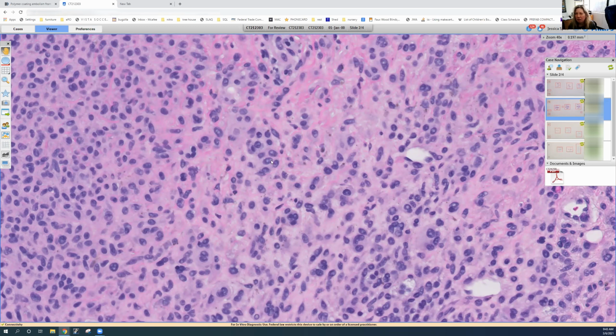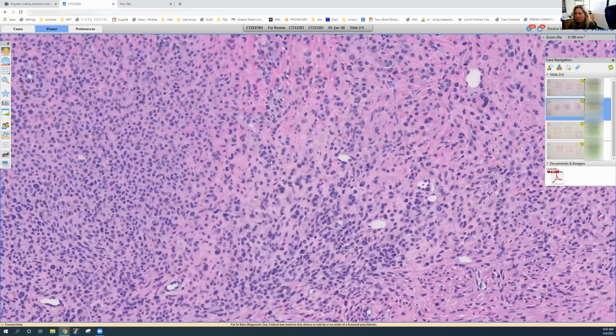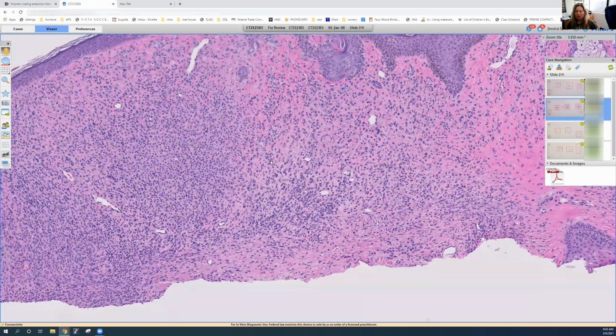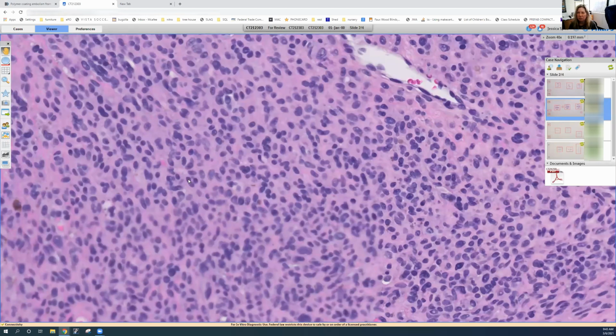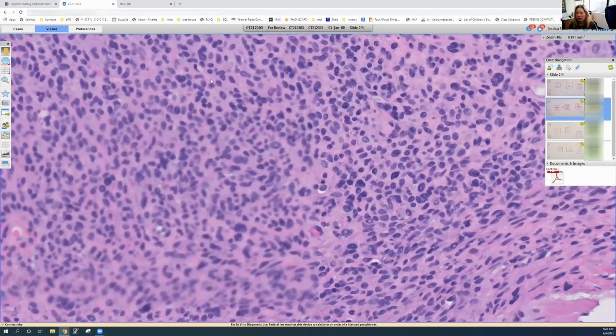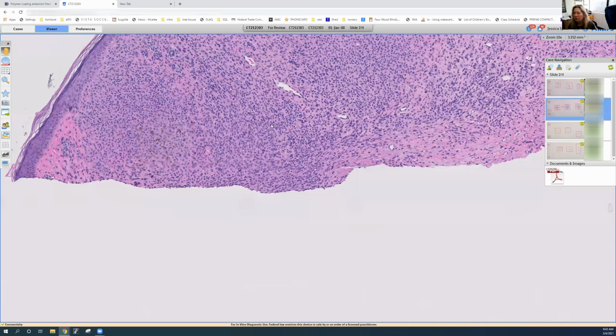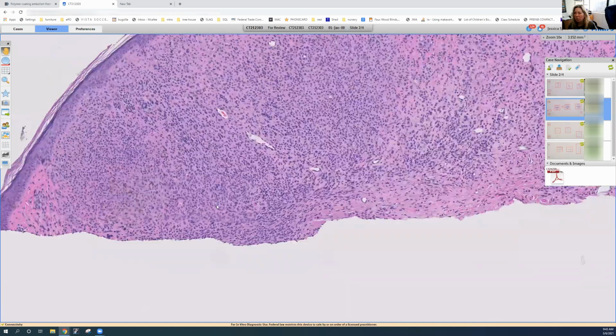Many have intranuclear inclusions. But really, it's not looking like a typical nevus with nests and cells that get smaller and descend into the dermis, that kind of streaming look. They're not necessarily maturing here. And I thought, gosh, could this be intradermal melanoma?